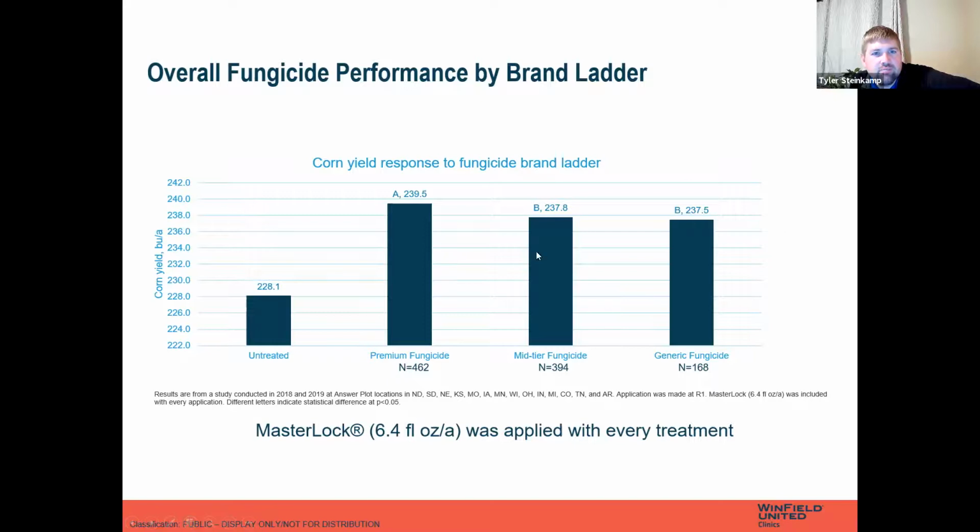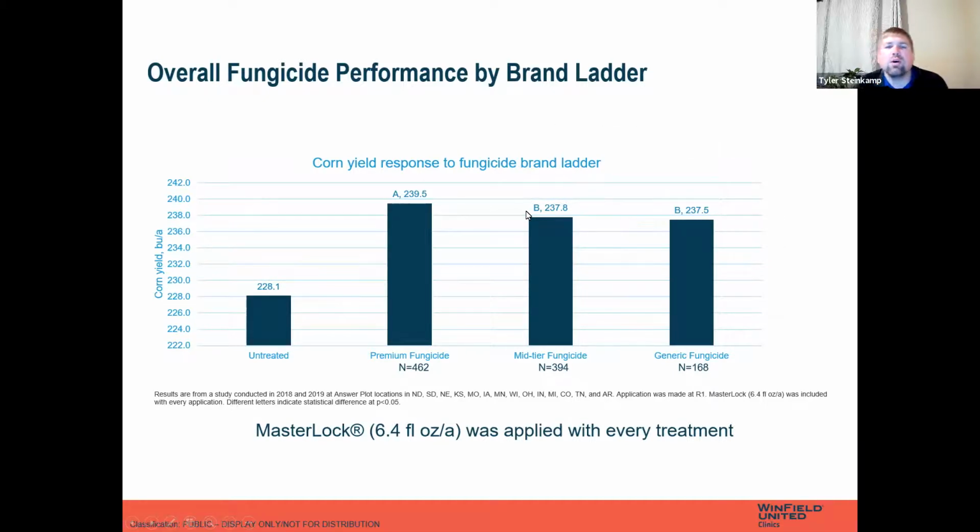Okay, it was roughly about 2 bushels per acre to go to that premium fungicide. Okay, so that's why I've been recommending going to that. Now, some of you guys might look at that and go, well, is that enough to pay for it? Well, definitely with $5 corn, it definitely is.